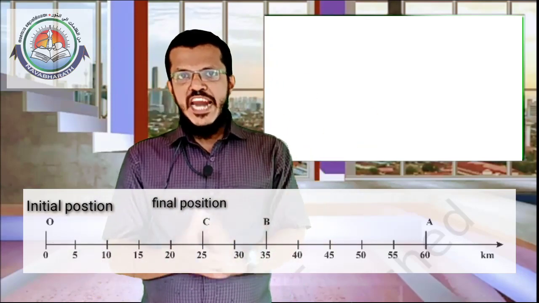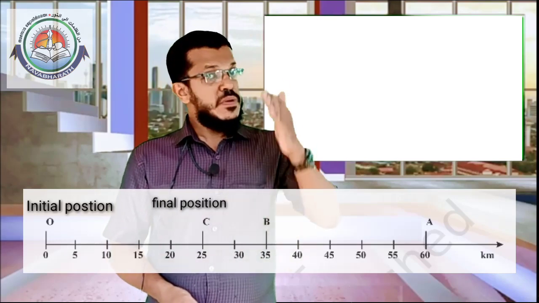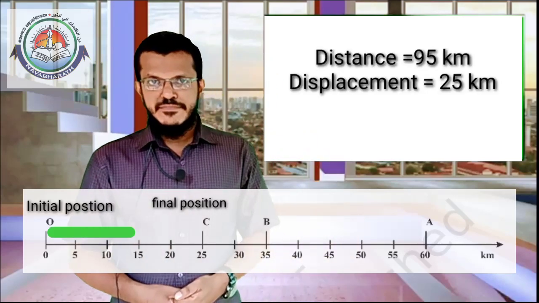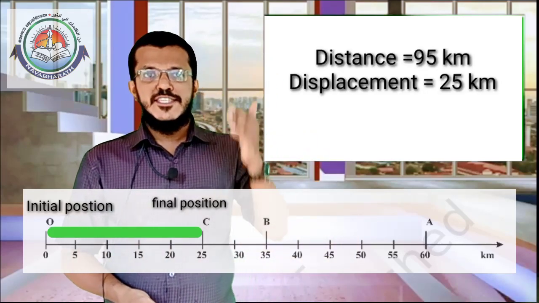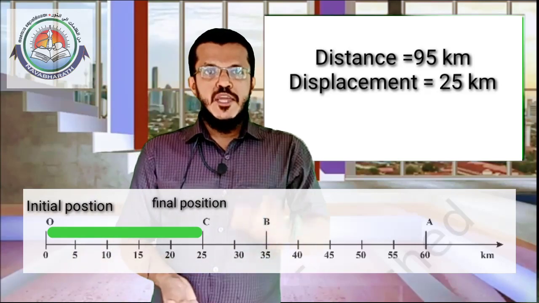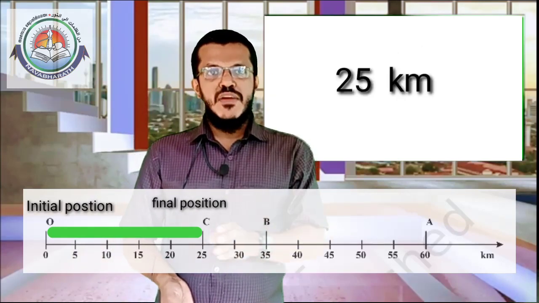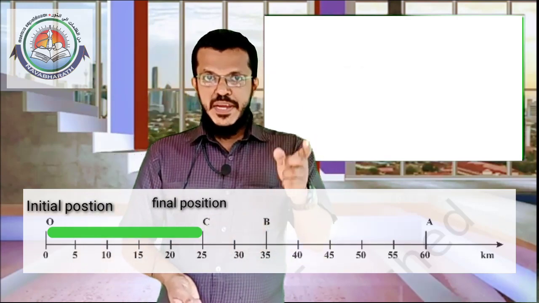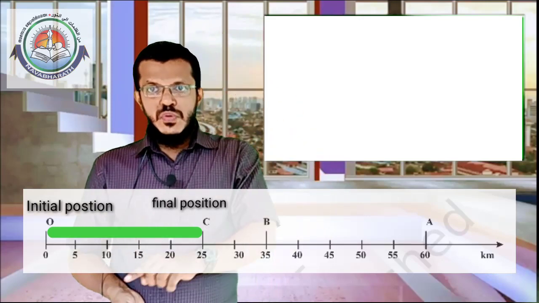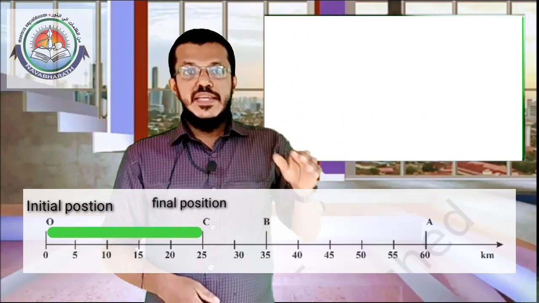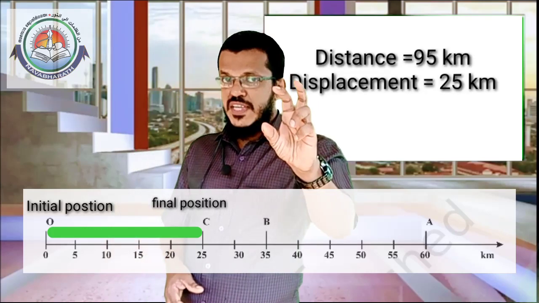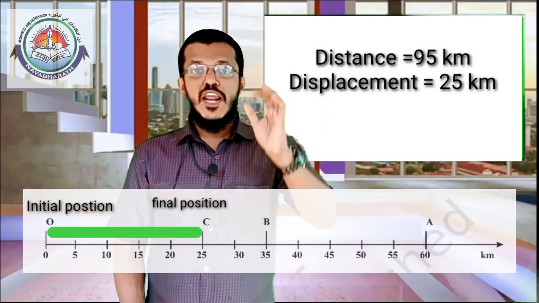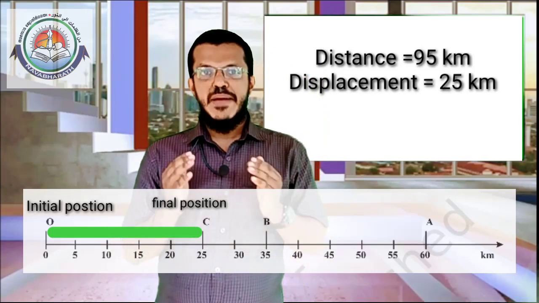95 kilometer is not the displacement. 95 kilometer is the distance travelled by this car. Then what is the magnitude of the displacement here? Yes, that is 25 kilometer. Here the magnitude of the displacement travelled by this car is 25 kilometer. That means if the car travels from O to C through A, the magnitude of distance is 95 kilometer and the magnitude of displacement is 25 kilometer.